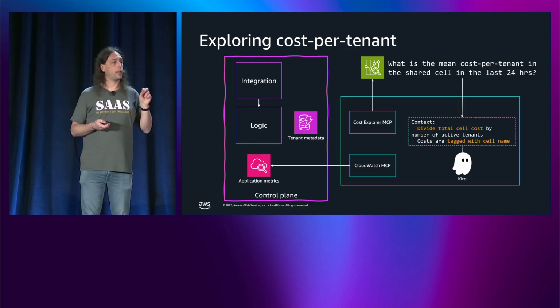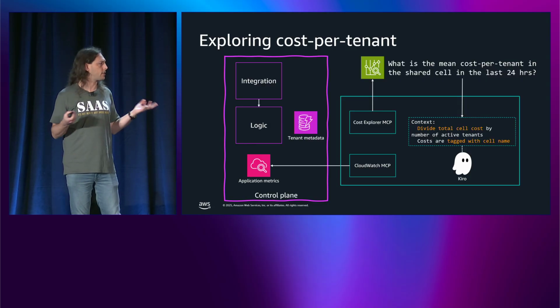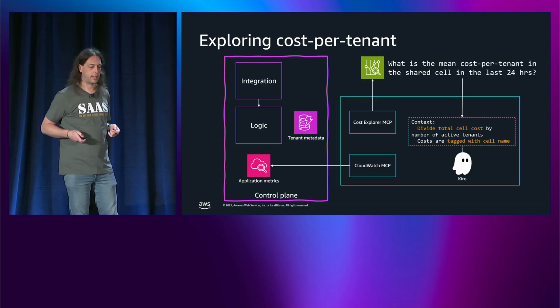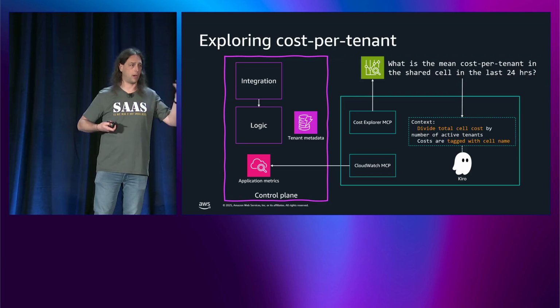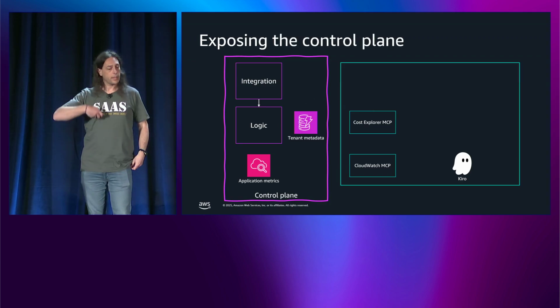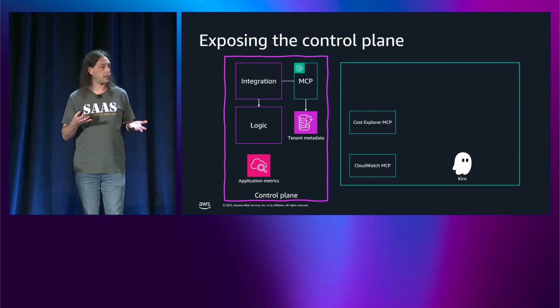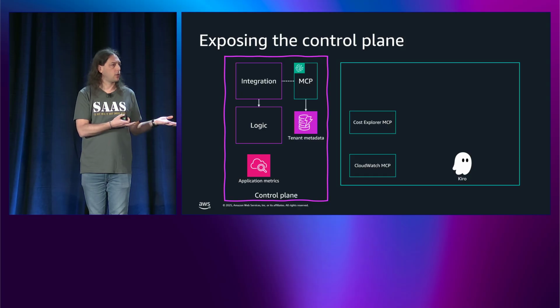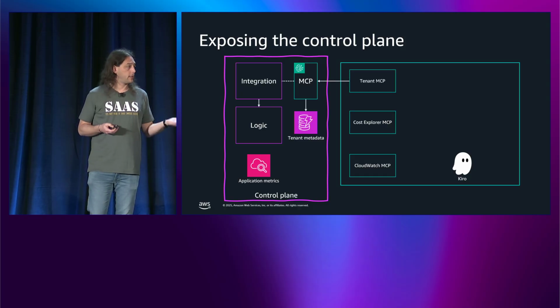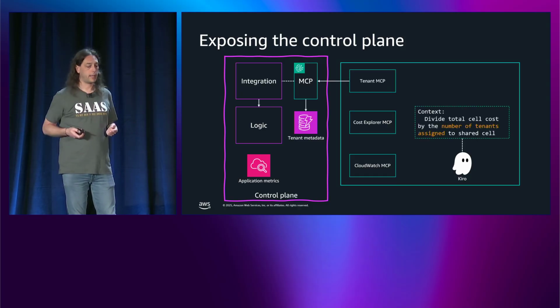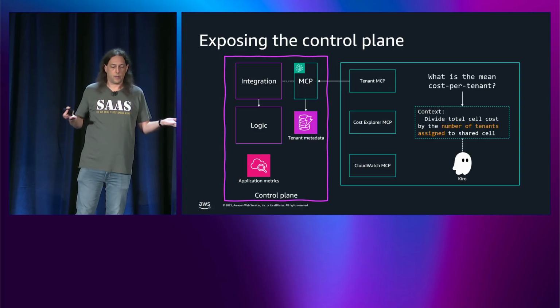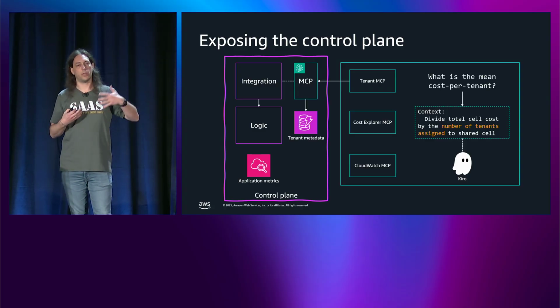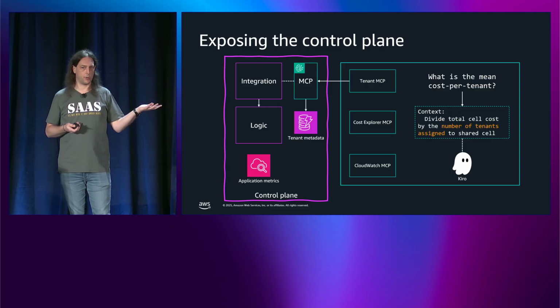And we have information on the number of tenants that we have and their subscriptions. It's sitting there in our tenant metadata. We just need a way to expose that so that our agent can use that. So we can go and extend our integration layer, add some MCP servers there, and add these into our agent, and now we can get a more accurate cost per tenant, right? And this is awesome, and all we had to do is expose the control plane a little bit.